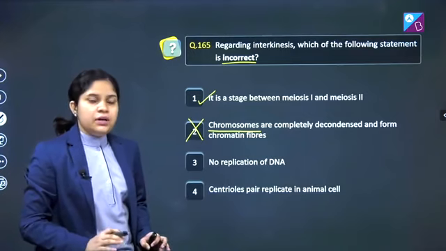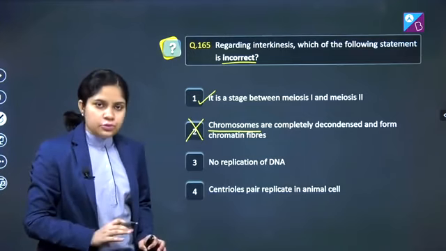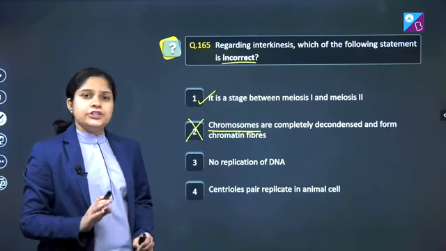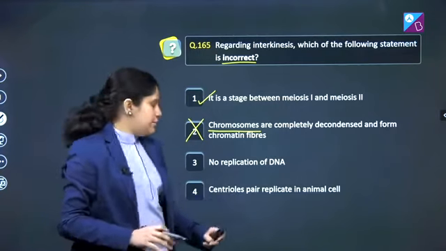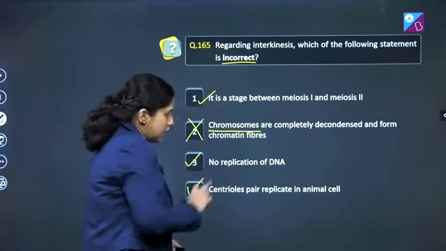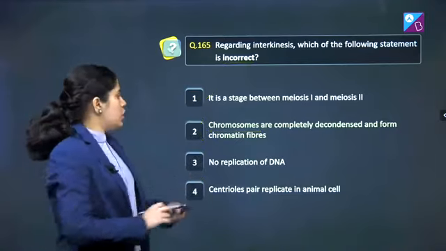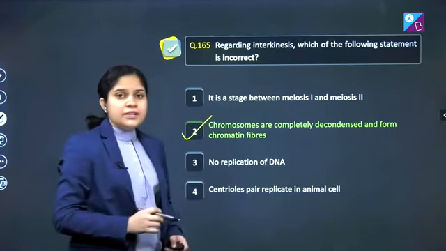इंटरकाइनेसिस के टाइम पर रेप्लिकेशन ऑफ डीएनए नहीं होता, बट सेंट्रियोल डुप्लीकेशन होगा. फोर्थ, सेंट्रियोल्स पेयर रेप्लिकेट इन एनिमल सेल. ये दोनों ही स्टेटमेंट सही हैं और इस क्वेश्चन का करेक्ट आंसर होगा ऑप्शन नंबर 2. चलिए नेक्स्ट क्वेश्चन देखते हैं.